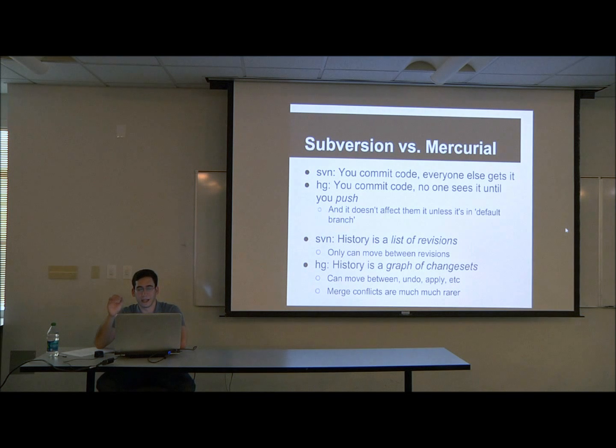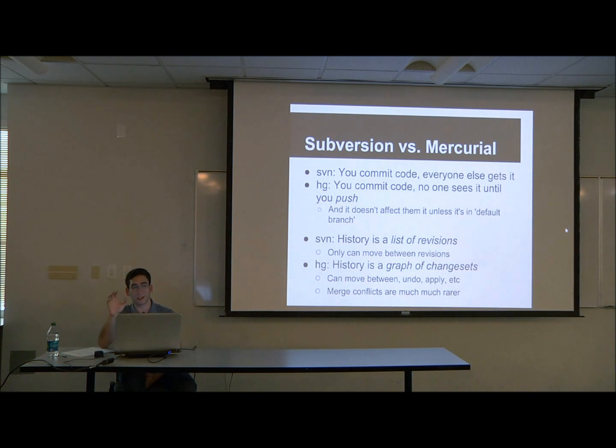And the main reasons for this are, in subversion, you commit code, and that means that everyone else sees it. So whenever you commit something, you are essentially saying that it has to work, otherwise you're screwing everyone else up. In Mercurial, you commit code and no one sees it until you push. And even once you push, if you're using it according to the good practices that I'm going to talk about, it still won't affect them until it's in what we call the default branch. But essentially, since everything is local, it means that you no longer are ever in danger of completely screwing up everyone else until you actually push, which is amazing on its own because you're no longer blocking other people just by working.